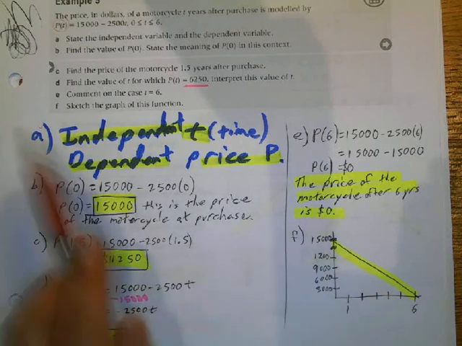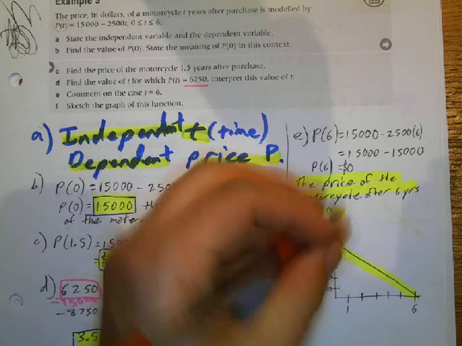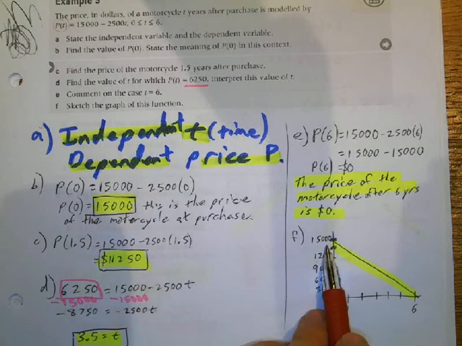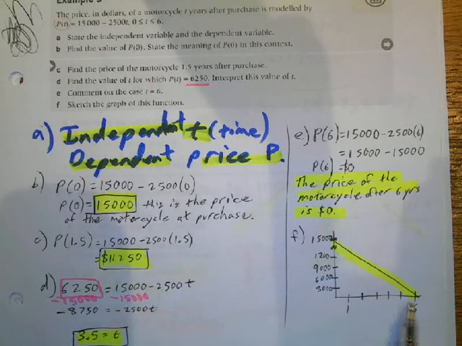So how are we going to sketch a graph? Well, we know that at time 0, it's worth $15,000, and we know after 6 years it's worth nothing. So I can just draw a straight line between those 2 points.